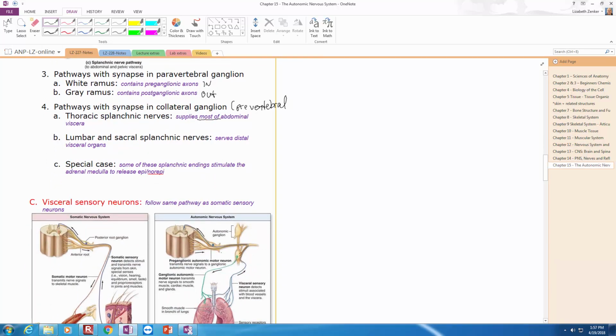Special case, some of these splanchnic endings stimulate the adrenal medulla to release epinephrine and norepinephrine. So adrenal medulla, we're talking about your adrenal gland. Medulla means the more central region of the adrenal gland. And then epinephrine and norepinephrine essentially is adrenaline, right? And so we will often release this when we have a strong sudden response. So somebody gets in a car accident and all of a sudden you flood your body with the adrenaline.